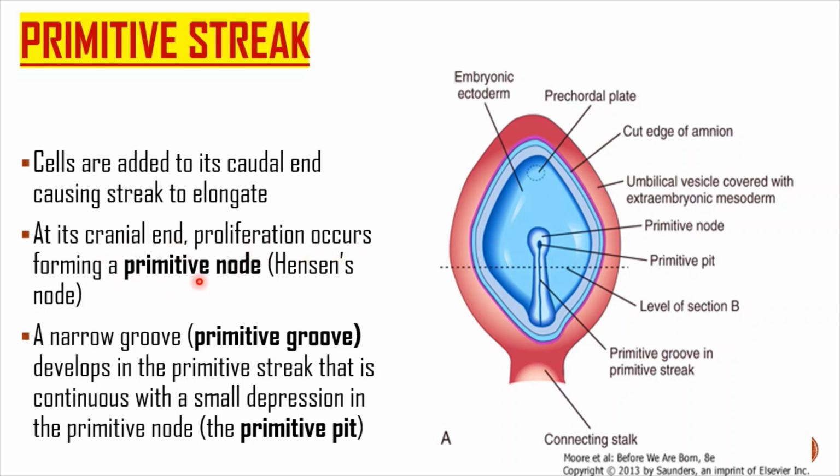Okay. So at its cranial end, proliferation occurs forming a primitive node, which is this guy here. This is a primitive node. A narrow groove, which is the primitive groove, develops in the primitive streak that is continuous with a small depression in the primitive node, which is called the primitive pit.